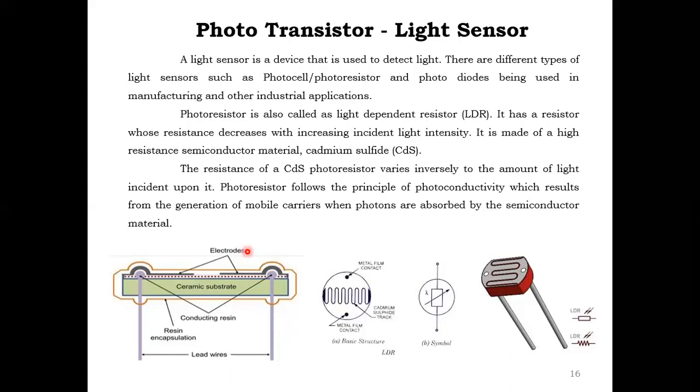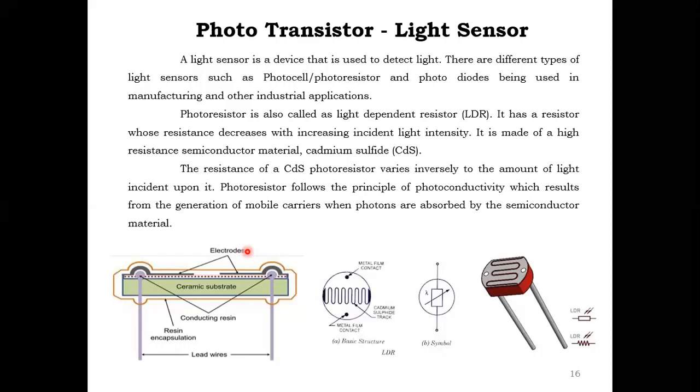Okay, in light sensors we have two types. The first one is the phototransistor, the second one is the photodiode. Okay, first we will see the phototransistor. A light sensor is a device that is used to detect light. There are different types of light sensors, such as photocell or photodiode, used in manufacturing and other industrial applications.